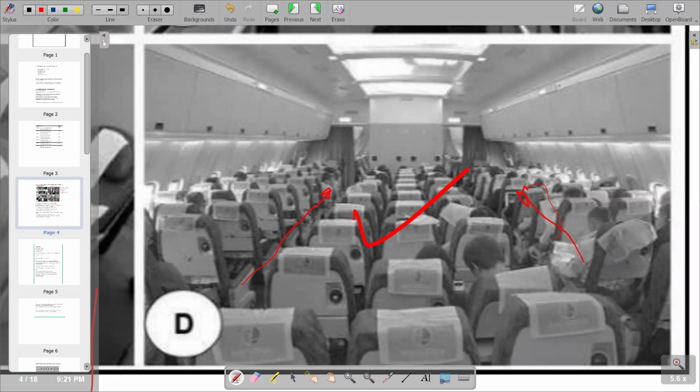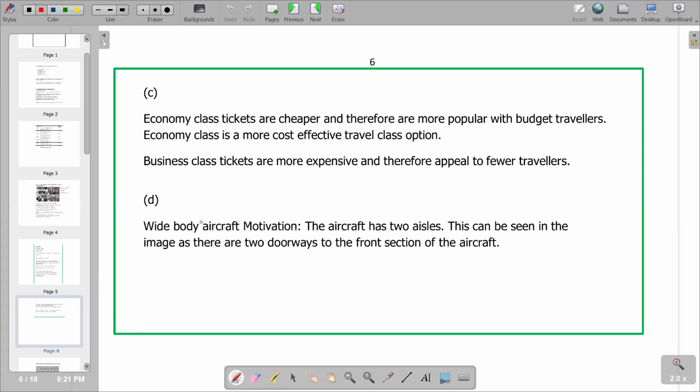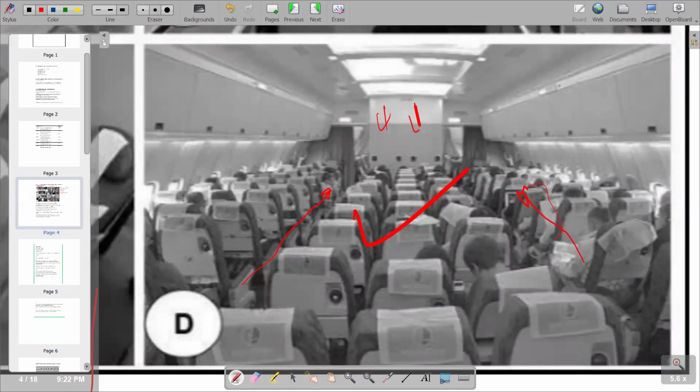Going to our other section, we have the explanation briefly describing the wide body aircraft. We are saying we've identified it as a wide body aircraft, which is the basic criteria that we use to identify. This can be seen in the image as there are two doors at the front section of the aircraft. You can go back and identify where these two doors are being described. So basically, that's the last part of our question.